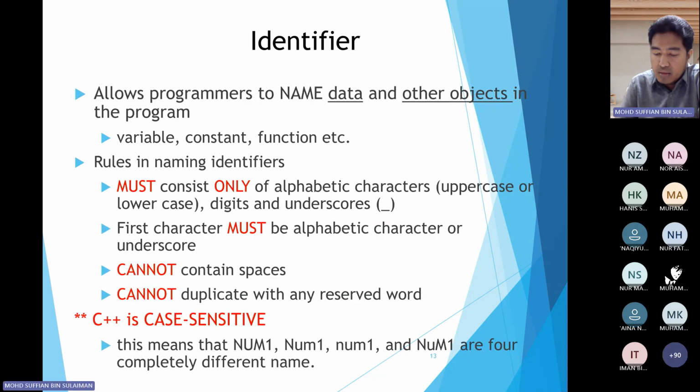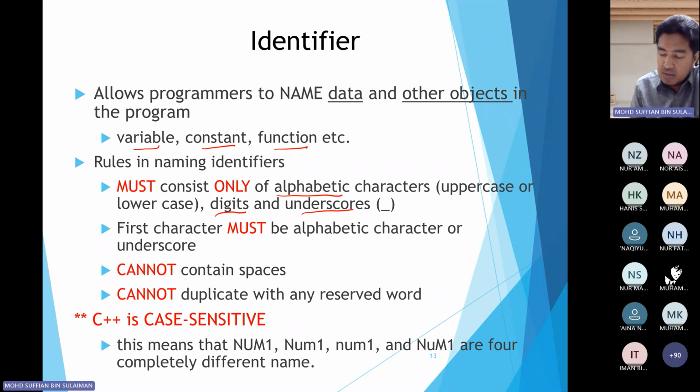All right, next, identifier. So what is an identifier? It allows a programmer to name data and other objects in the program. For example, you have a variable, a constant, a function, etc. You need to follow this rule. It must consist only of alphabetic characters, huruf saja, uppercase or lowercase, or digits. It can be numbers and underscore. These three things.